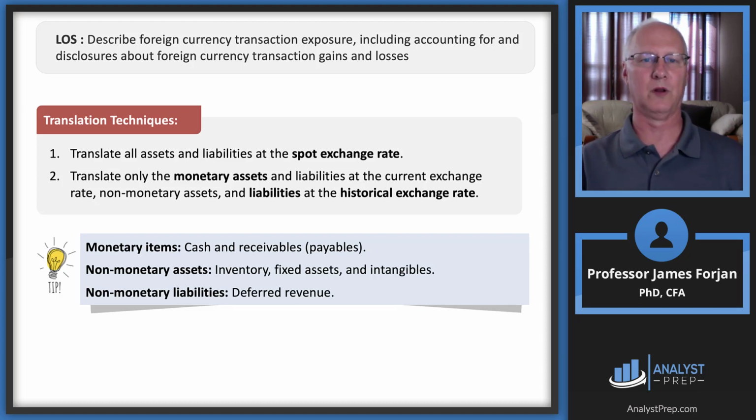All right, this is what I was saying just a moment ago. We can do this one of two ways. We can translate all the assets and liabilities at the spot exchange rate, or we can differentiate between monetary items, which are things like cash and accounts receivable and accounts payable, and non-monetary items, which are things like that building and maybe a piece of land and intangibles, like a copyright or something like that.